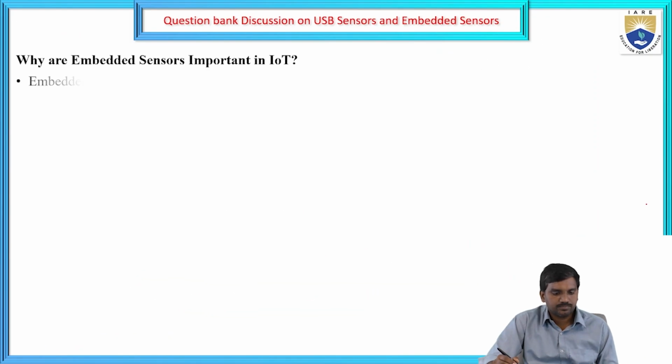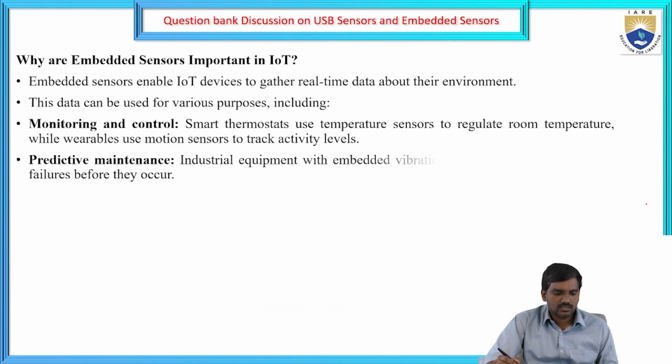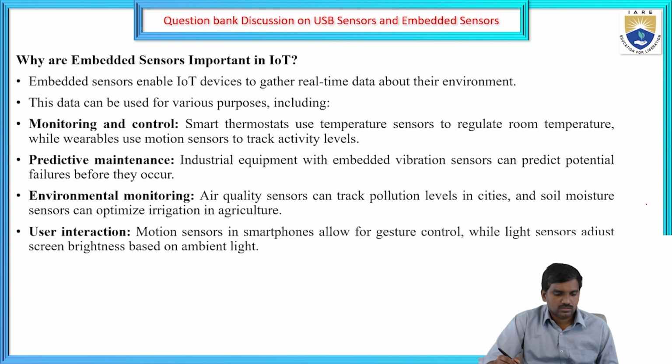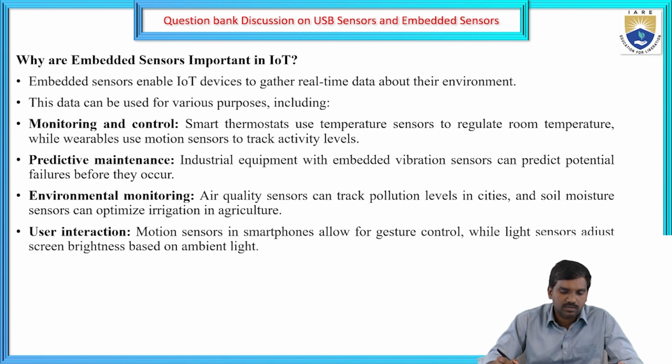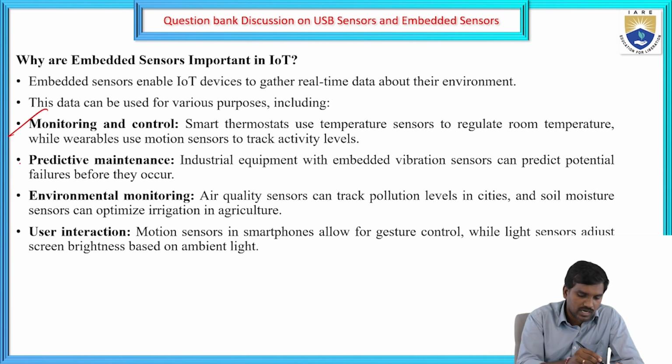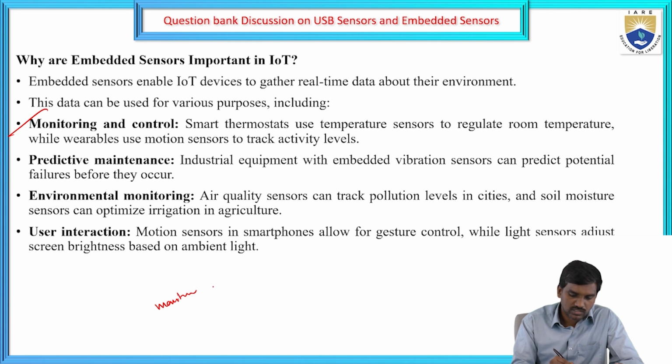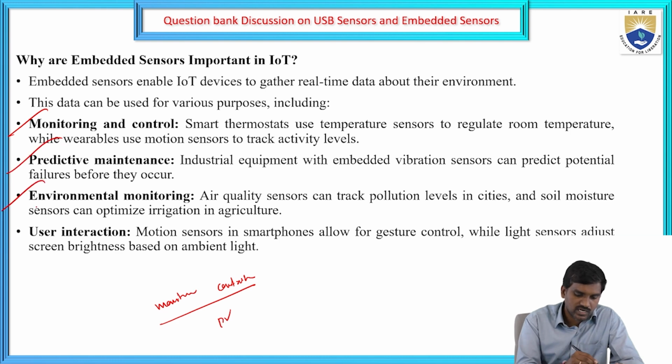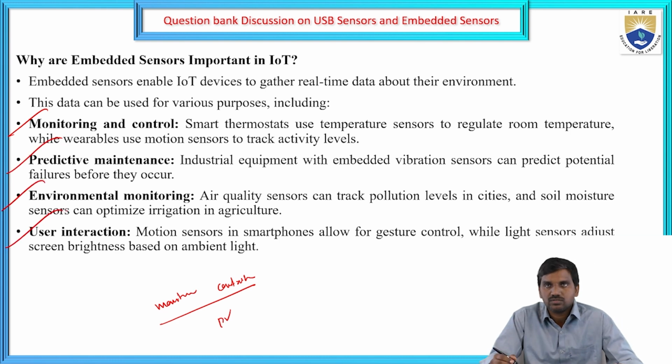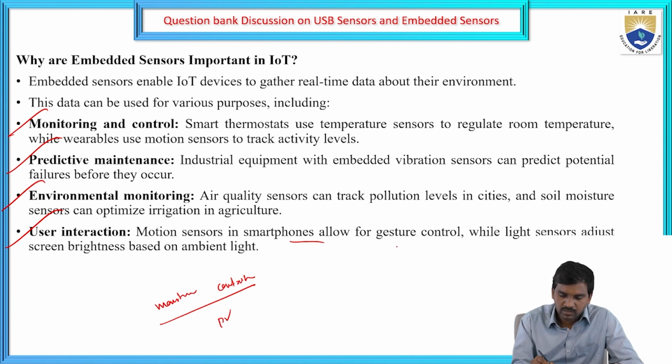So next, why are embedded sensors important for IoT? These are some reasons: monitoring and controlling physical data continuously, which is the first advantage or application of embedded sensors, and predictive maintenance, environmental monitoring, and user interaction with the device. For example, motion sensors in smartphones allow for gesture control, light.